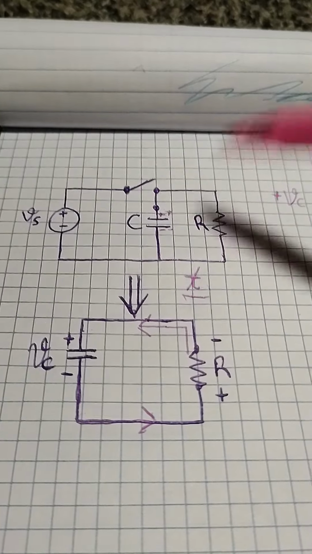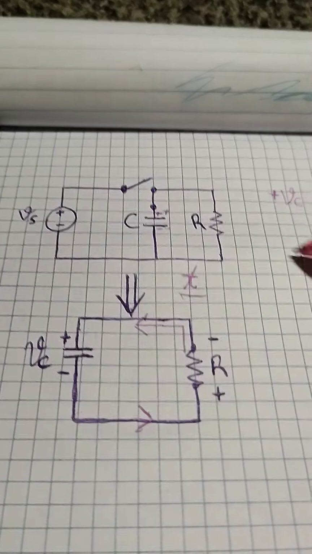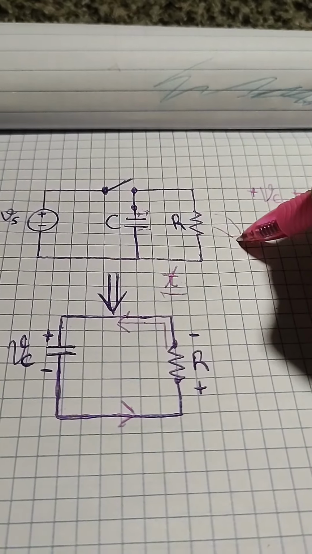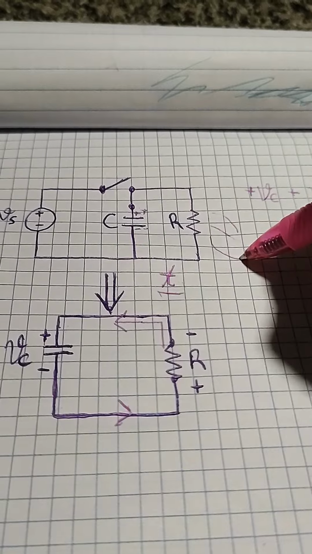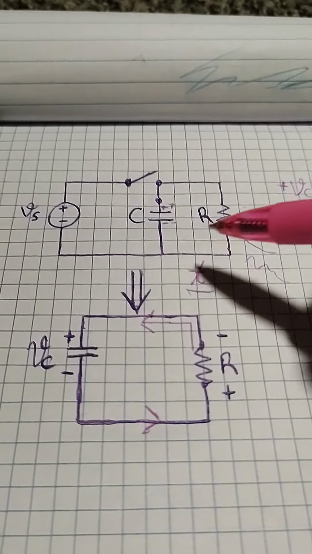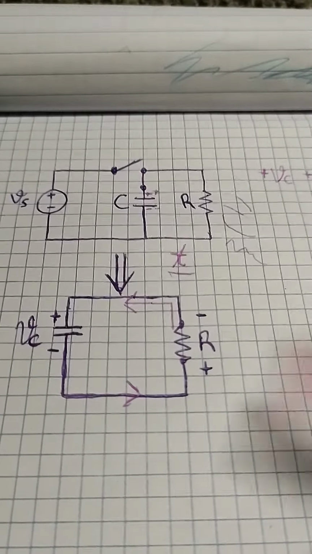So we want to know how this thing discharges. Does it discharge like this? Does it discharge linearly? Does it discharge like this? Is it something weird? Okay. We're going to build the equation.